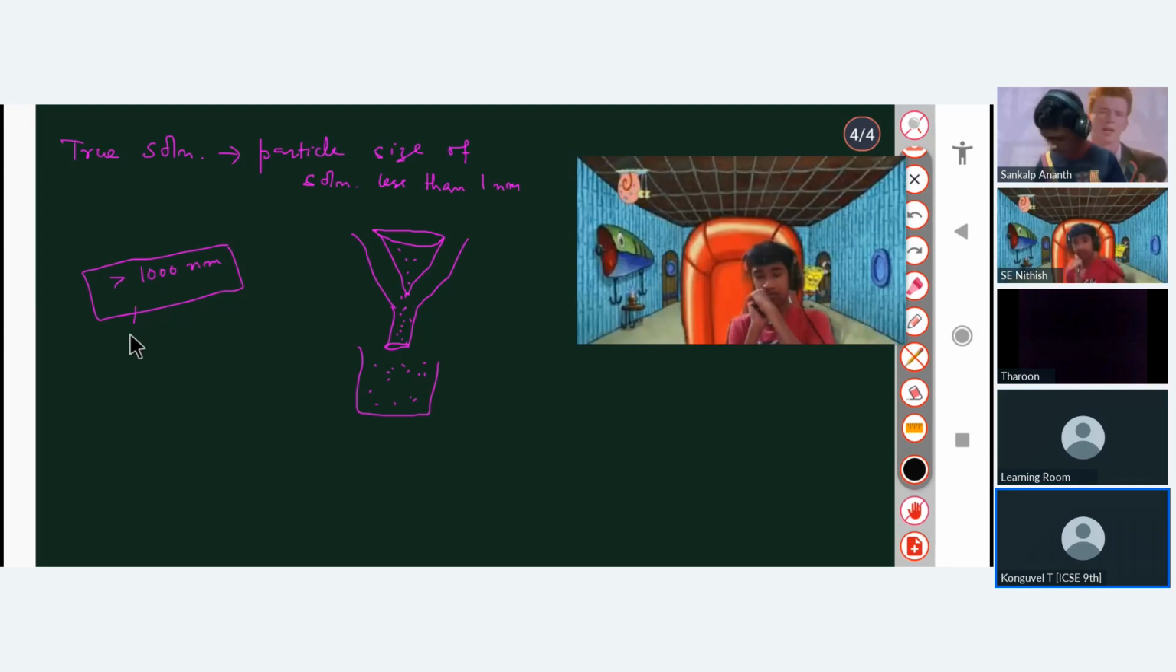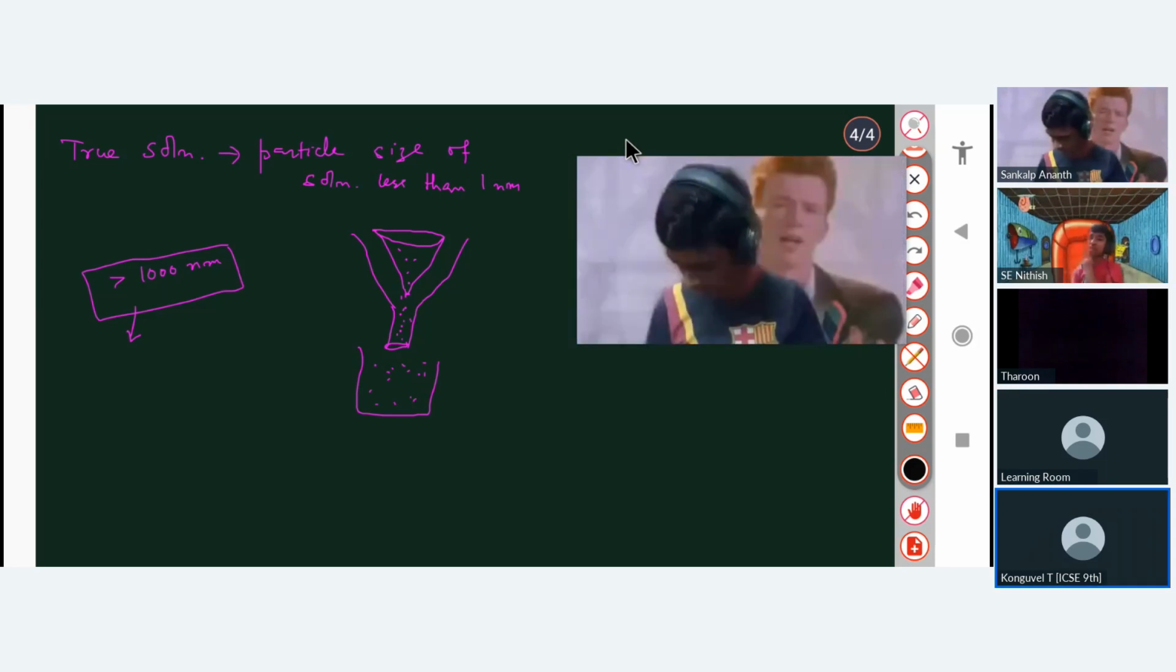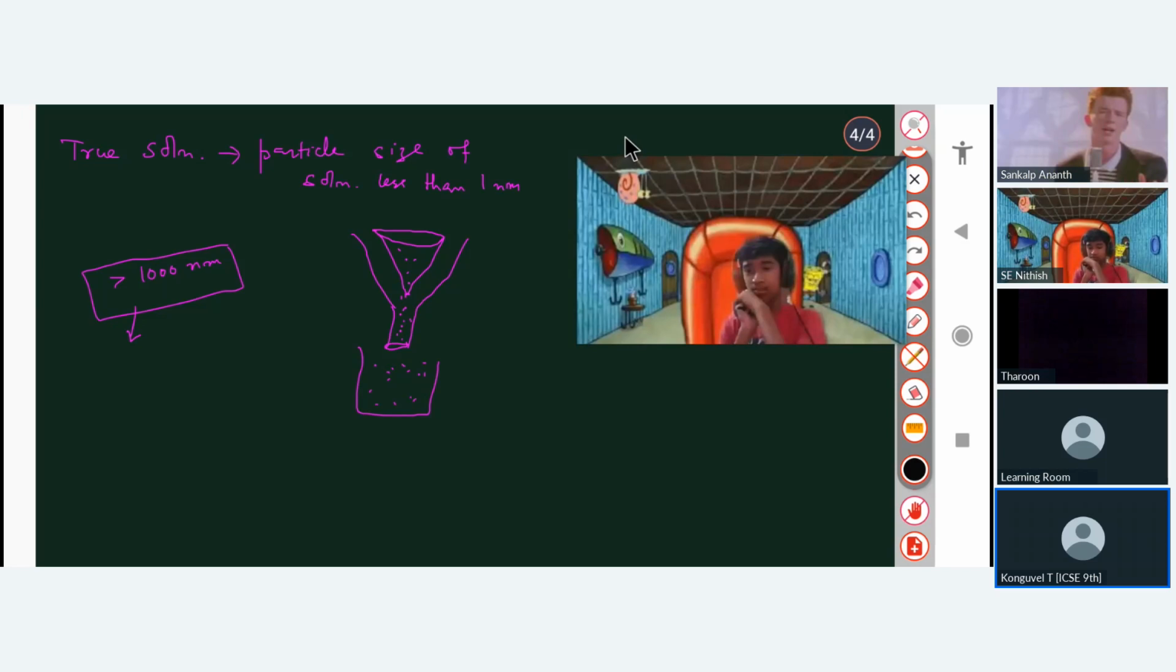Sir, what we wrote is also correct, right? That they are chemically combined, so we cannot separate them physically. Filtration is a physical method of separation, and true solutions cannot be separated through physical means, they can only be separated through chemical means. A little bit, but not exact.